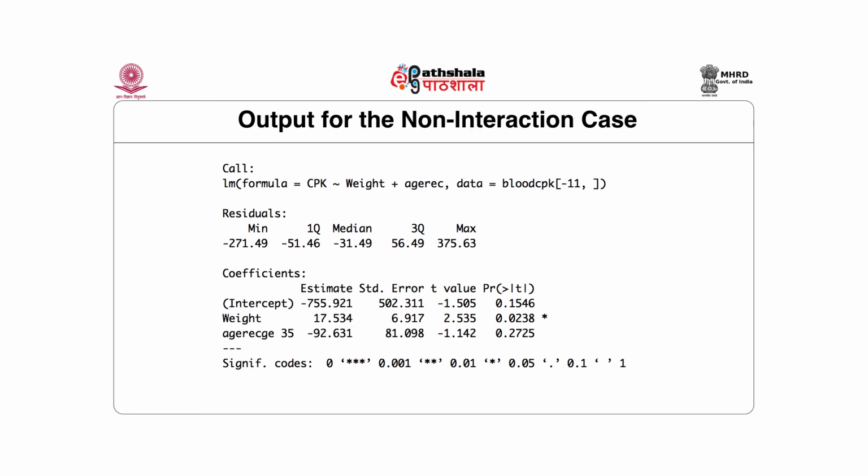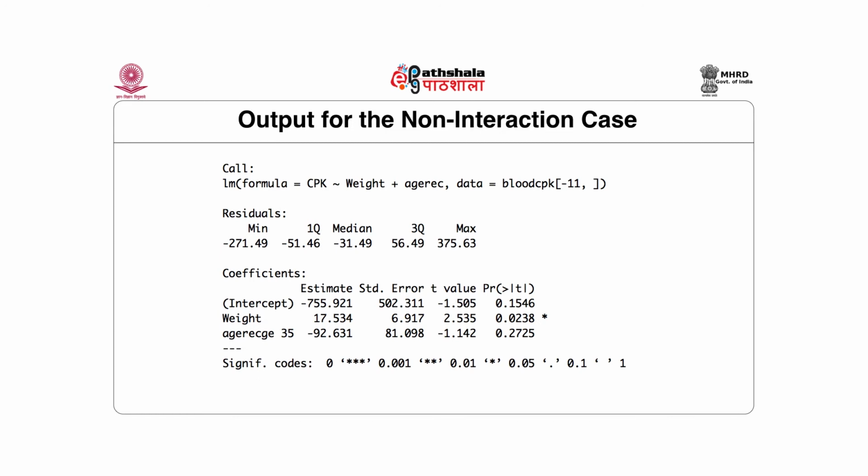Here you can see that it merely puts the weight and the age band of 35 years or more, which is category 1 here. Once more, you see that when dichotomized like this, age does not become statistically significant. Of course, it was not significant even when age was treated as a continuous variable. But the weight is statistically significant, and this is important.